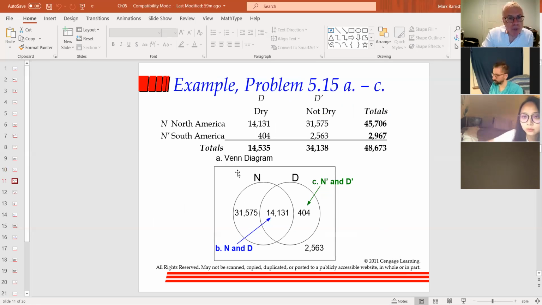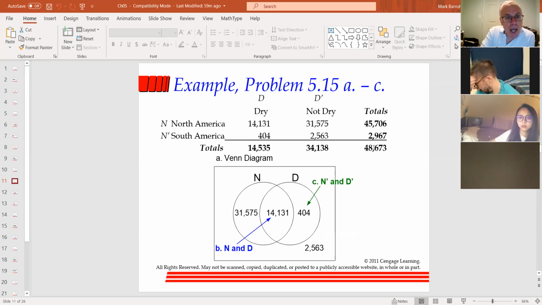Now, sometimes, again, we use these Venn diagrams to represent our sample space. The sample space here is 48,673 wells, all right? And we're not going to show each of those wells. We're going to just display it as a count. We're not going to list all the wells. So what's listed here are the counts of these.